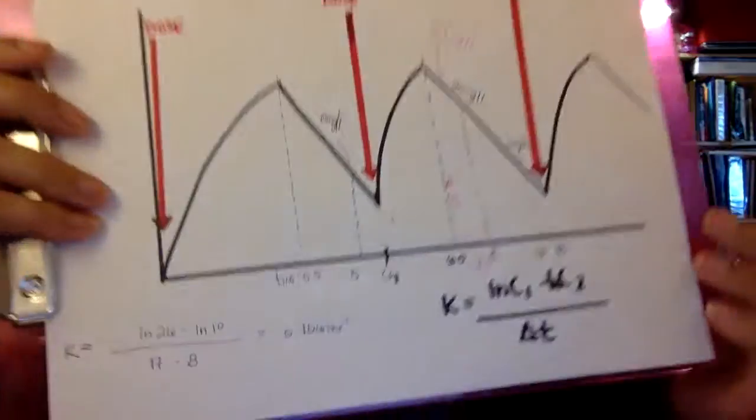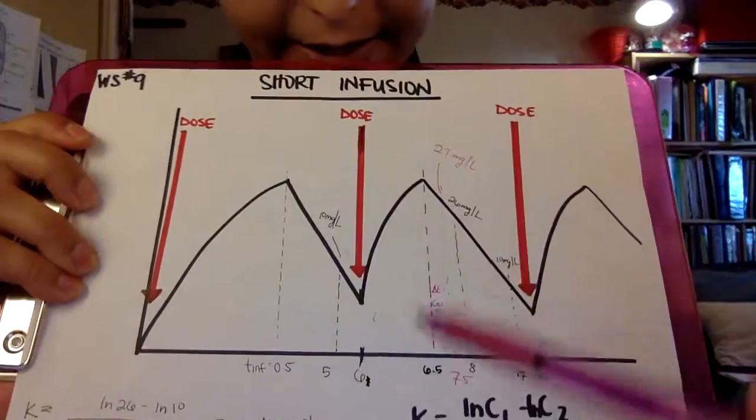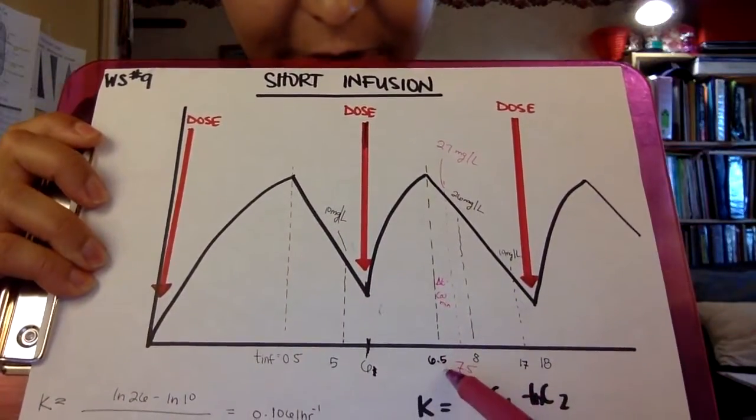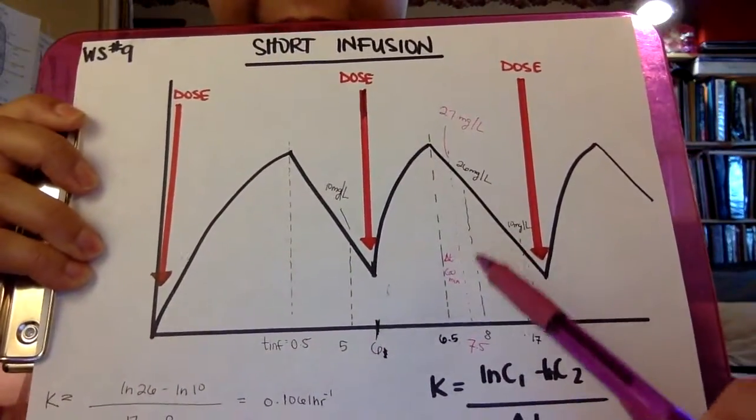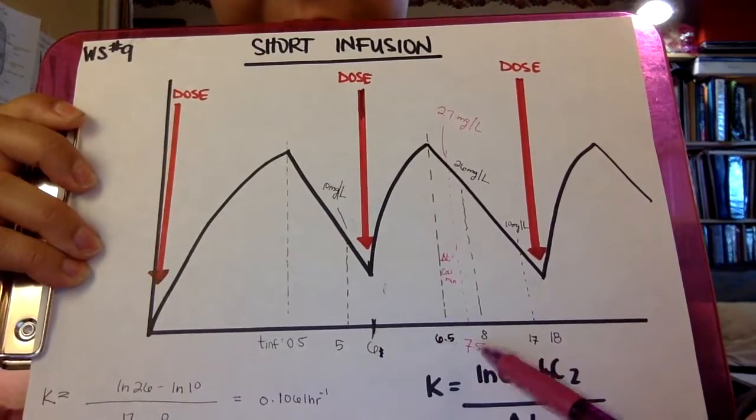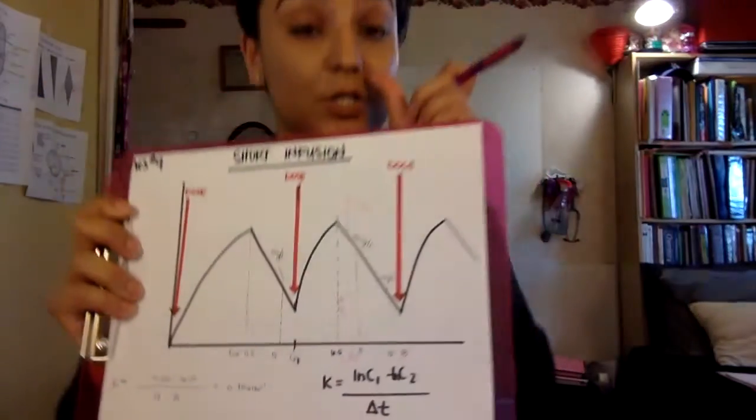That's what he wants his peak to be. Okay? 27 milligrams per liter. That's what he wants. Okay? And then delta T equals 60 minutes, right? This is our infusion, which is 6.5. An hour later, it's going to be 7.5, and that's what he wants, okay? So we're going to calculate a new dose based off of that information.